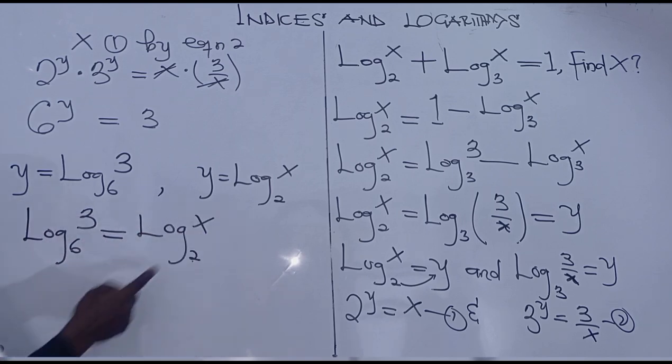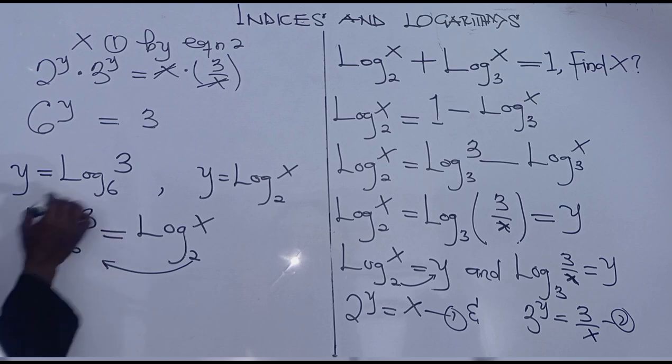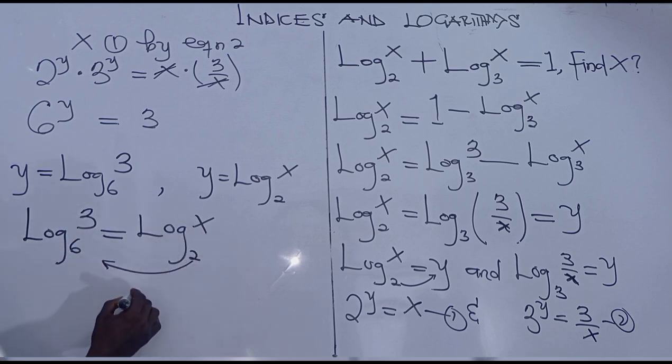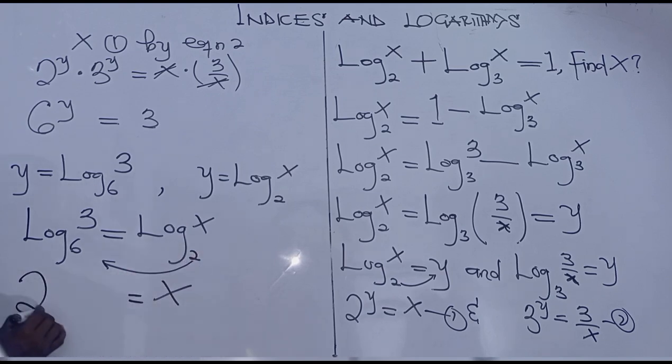So we want to find the value for x. And in doing that, we have to convert the whole of this into an exponential equation. So with that, the base of this logarithm will move and become the base of this whole logarithmic expression. So we are going to have x is equal to 2 raised to the power log of 3 to the base of 6. So the value for x which satisfies this logarithmic equation is 2 raised to the power log of 3 to the base of 6.